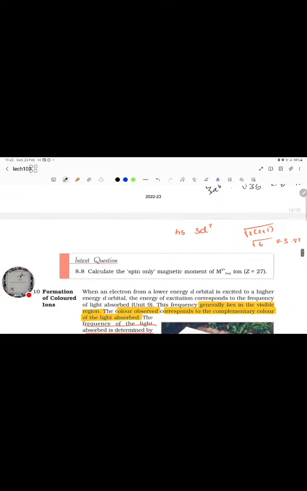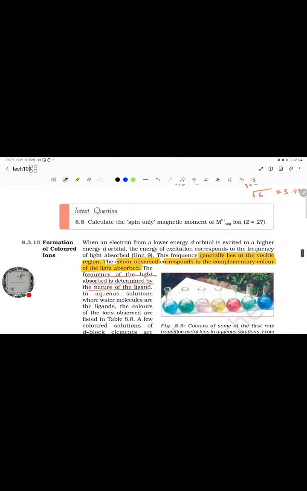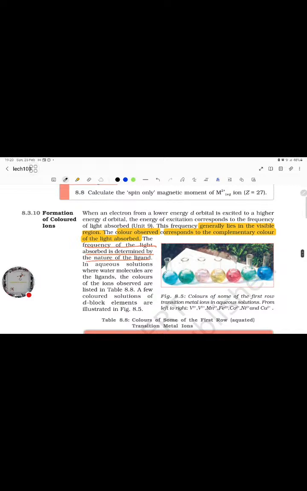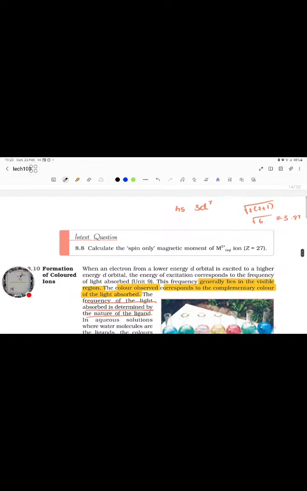Moving down, calculate the spin-only magnetic moment of the M2+ aqueous ion. So it's root of 3 into 5, root 15, which is about 3.87 Bohr magneton.